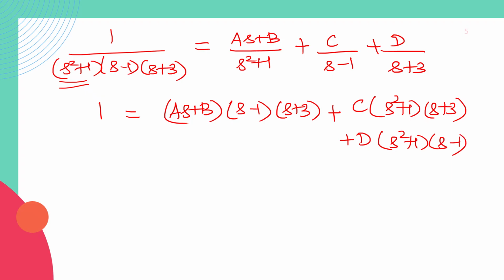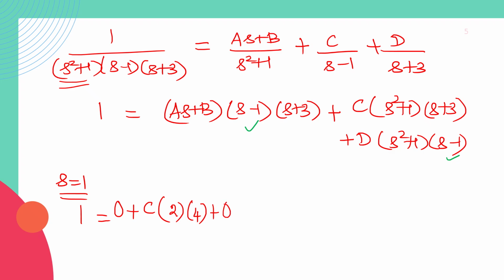Now first of all, let us take s is equal to 1. If I take s is equal to 1, this factor will be vanishing out and this factor will be vanishing out. So it will be easy for me to find the value of c. So I will be having 1 is equal to, first term will vanish out. My second term will be c into, so it is 1 plus 1, it will be 2, and 1 plus 3, it will be 4. So the third term will vanish out. So I will be having 1 is equal to 8c, or otherwise this implies my c is equal to 1 by 8.